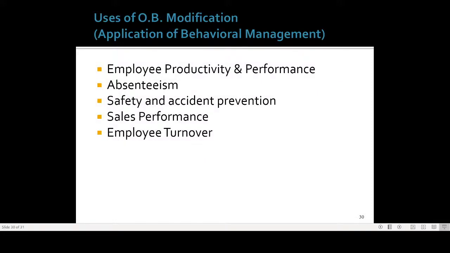So what are the uses of OB modification? The application of behavioral modification is in areas of employee productivity and performance. So in order to get the best performance and productivity, you may apply these OB behavior modification theories to get better performance. Absenteeism: to reduce absenteeism, you can use these behavioral modification strategies. Safety and accident prevention, those also we can use. Sales performance: in order to get better sales performance, we can reinforce them positively. We can use these strategies to do that. Employee turnover: to reduce employee turnover, we can also use these OB behavior modification strategies.